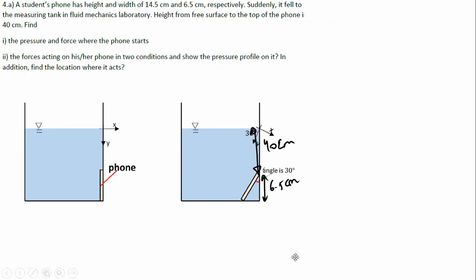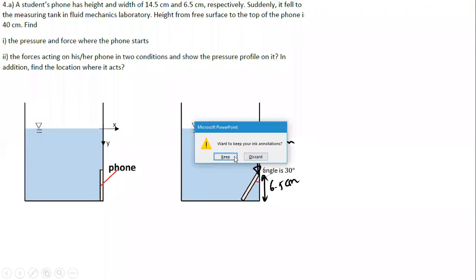One minute, I will erase. Just one minute.